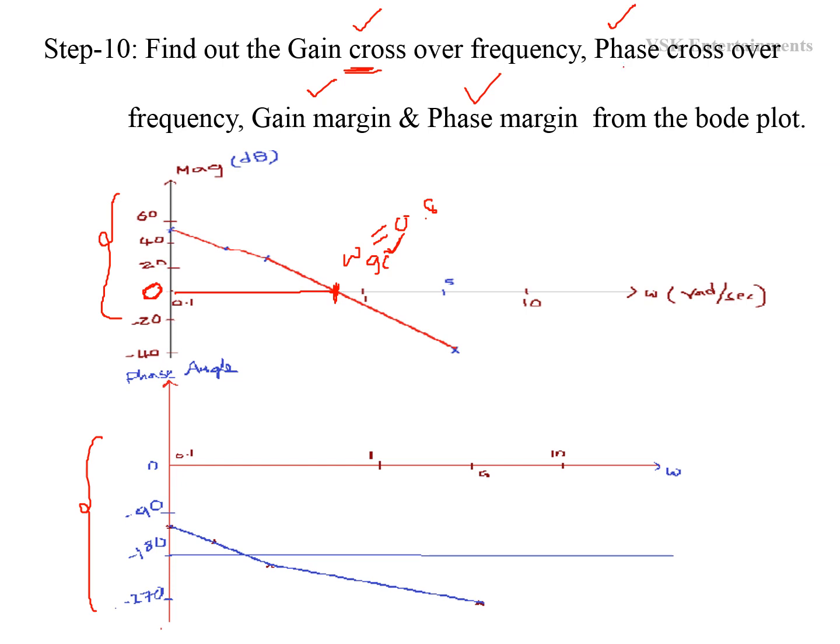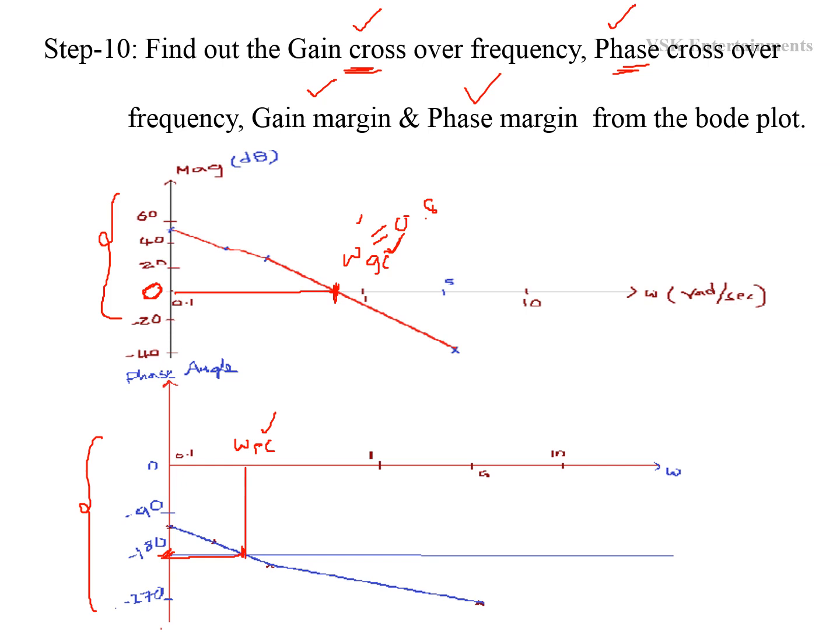Similarly, the phase crossover frequency is the frequency at which the phase angle is minus 180 degrees. This is the point of minus 180 degrees. This line crosses the phase plot at this point, so this frequency is the phase crossover frequency. Okay, we got the gain crossover frequency and phase crossover frequency.